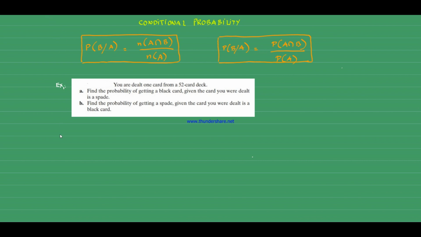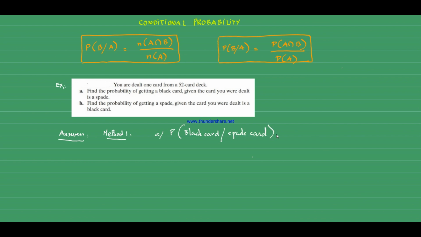Okay, so let's see how we deal with this one. Answer. Let me do this formula first. So I'm going to do method one right here. Part A. Over here we have a 52 card deck and we want the probability of getting a black card, given that the card you are dealt is a spade. So the condition is right here: the black card, with the condition being a spade card.